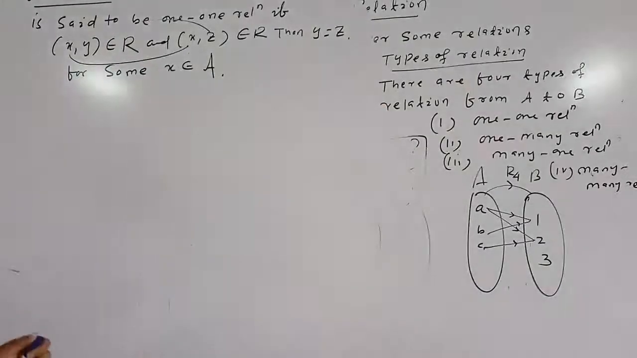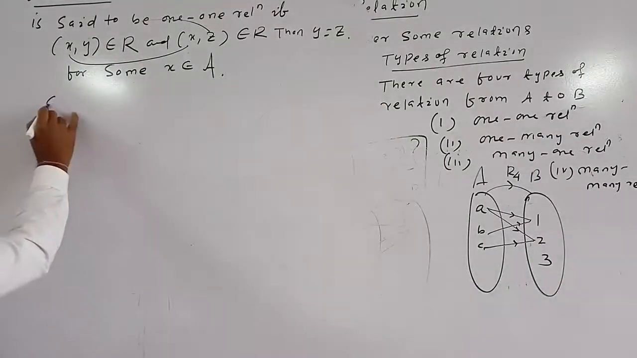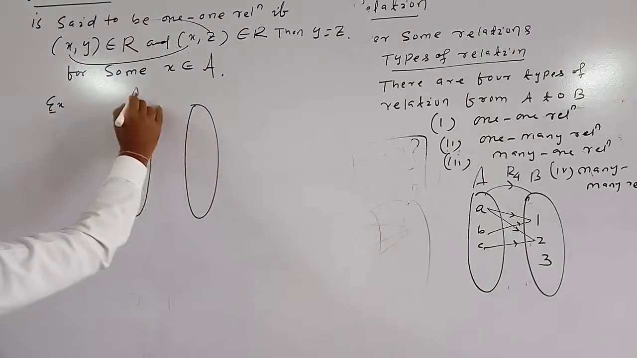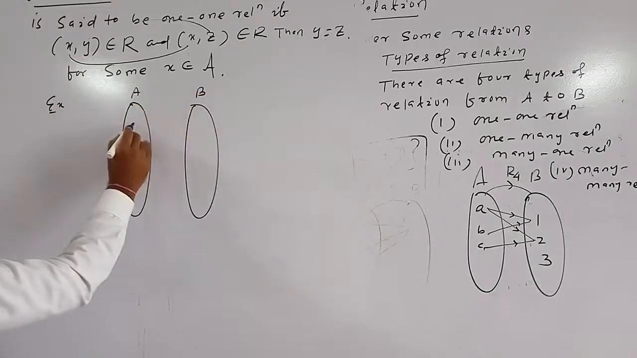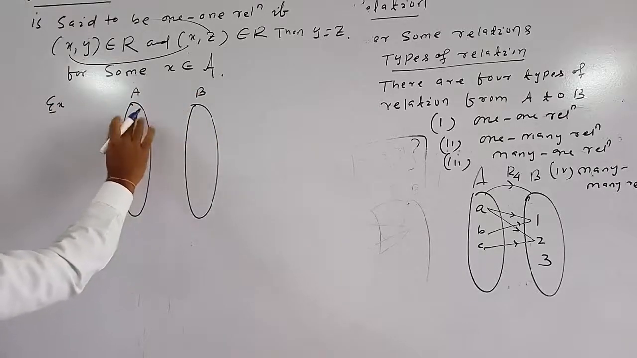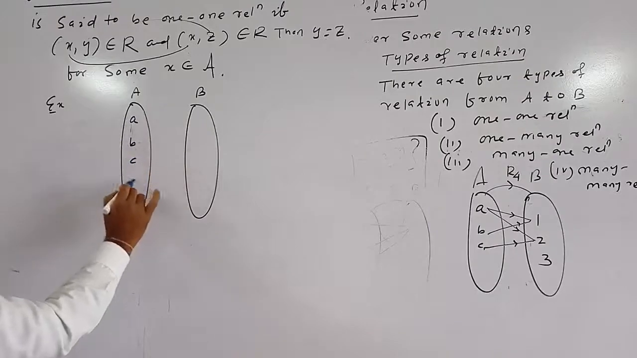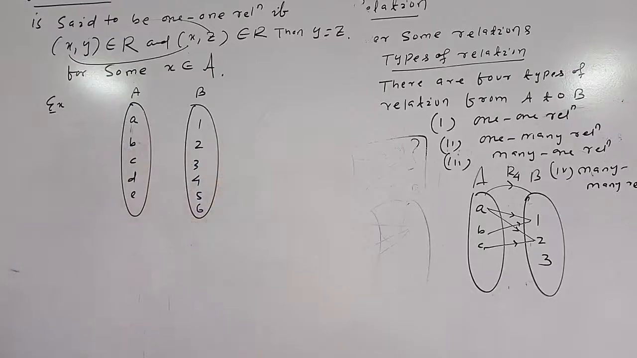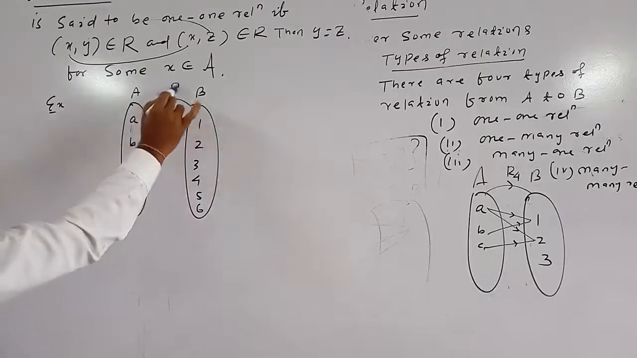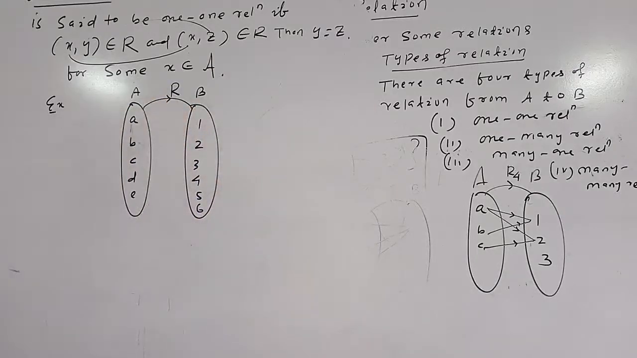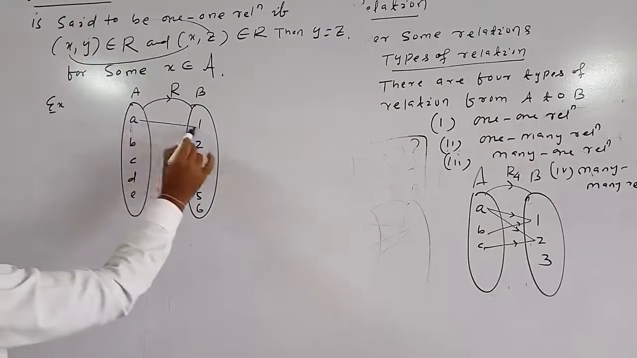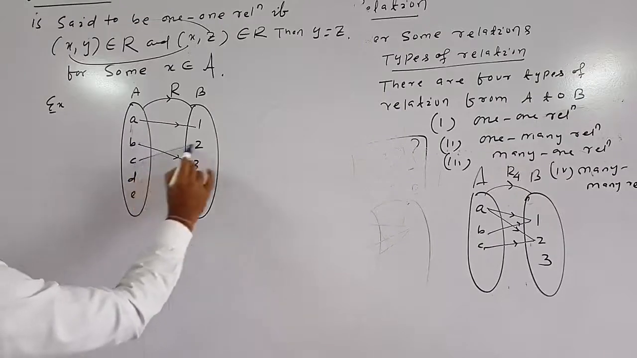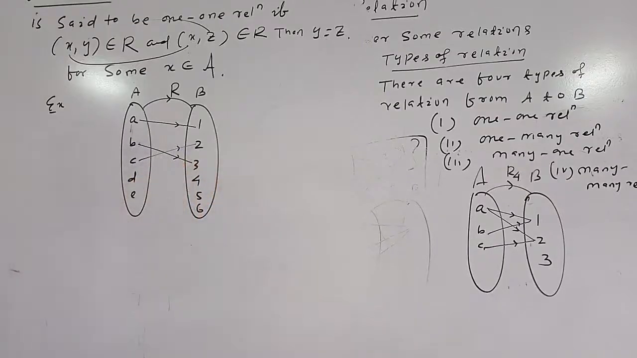Okay, for example, suppose we take an example. Let this be set A and this be set B. A contains the elements a, b, c, d, e, and B contains 1, 2, 3, 4, 5, 6. This is R. We take an example of a one-one relation. Suppose A is related to 1, B related to 3, C related to 2. So clearly it is a one-one relation.